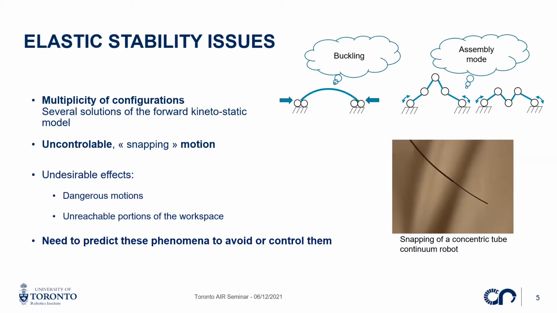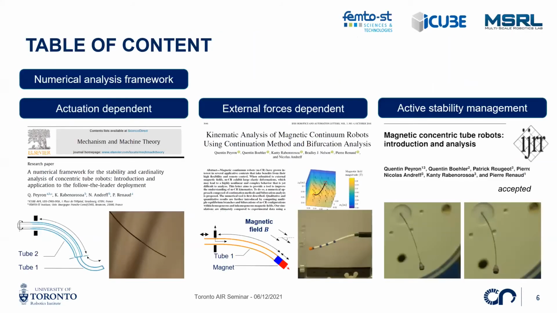So there is a need to predict these phenomena in order to be able to avoid or control them. That's what I would like to discuss with you this morning, the work I mainly did during my PhD on this. I will present a numerical framework that we developed to analyze these unstable phenomena in a generic way. Then I will present a succession of results that we obtained on different kinds of continuum robots.